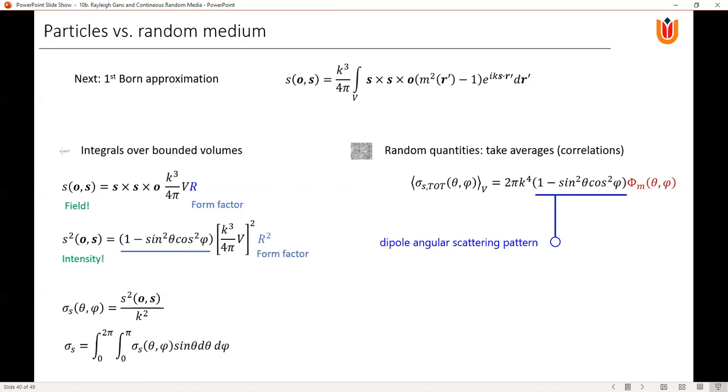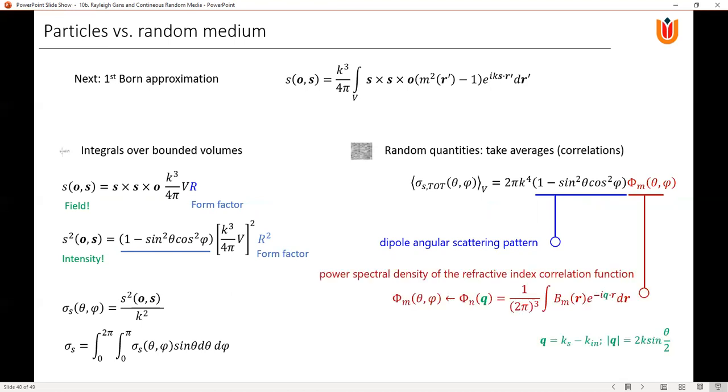So we still have a dipole scattering pattern. The ultimate infinitely small scattering volume is a dipole. Only the function that ties it all together is different. So here, it's the power spectral density. But again, with the same arguments.